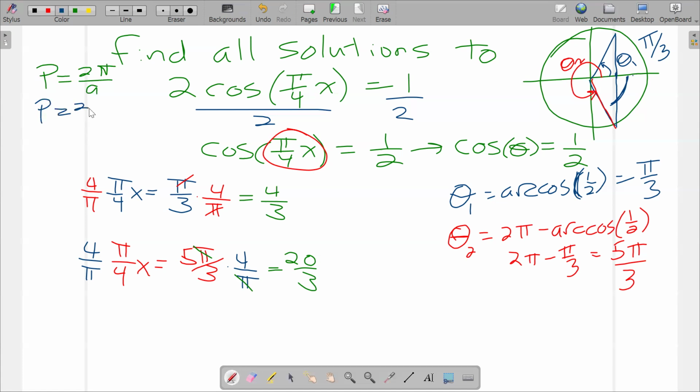So P equals 2 pi over 4, which is 2 pi times 4 over pi. The pi's divide out, and the period here is 8. So 8 is what I need to generate other solutions. So then here I could just add on multiples of 8n. And with this one, just add on multiples of 8, where n is an integer.